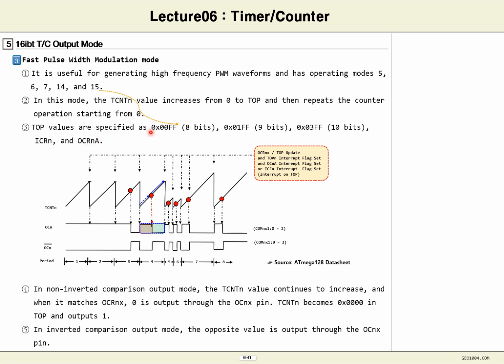ICRN and OCRNA. So, look at the waveform generation picture to understand the principle of waveform generation. It starts from 0 and is cleared when it matches the OCN value. When it reaches the top value and changes to 0, it becomes set. That's what this explanation is about here. So, in the non-inverted comparison match output, the TCNT value increases, and when it matches OCRNX, a value of 0 is output to the OCNX pin.